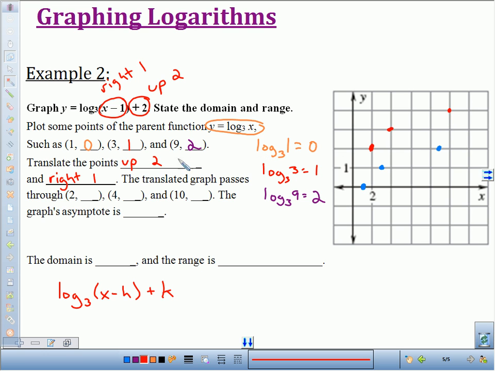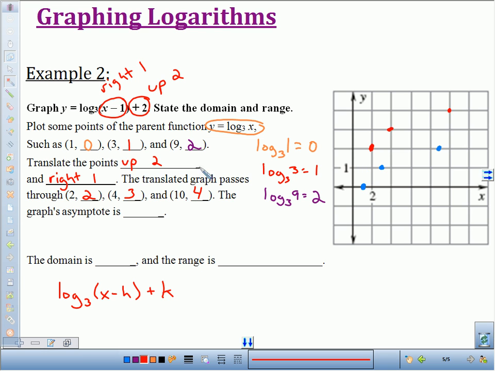Now, my graph goes through the points 2, 2. Right, I'm looking at my red dots now as opposed to my blue dots. My red dots are my new ones. I have a point at 4, 3. And I have a point at 2, 4, 6, 8, 10, 4. Those are my new points after I've translated it.